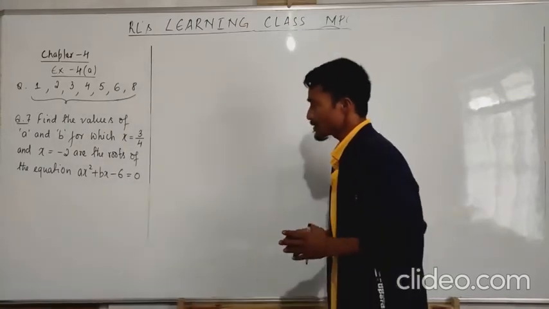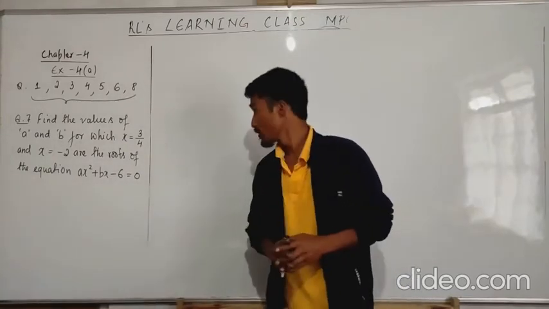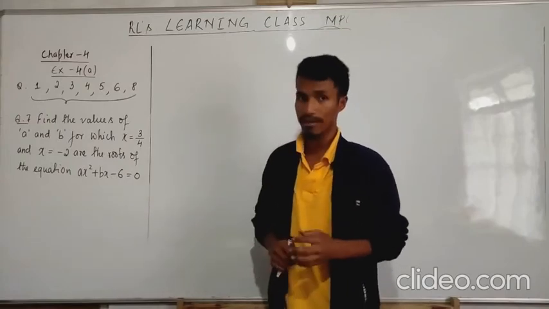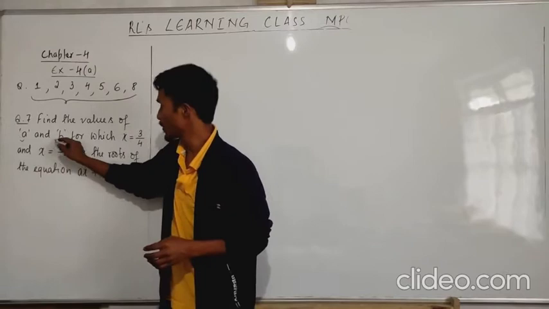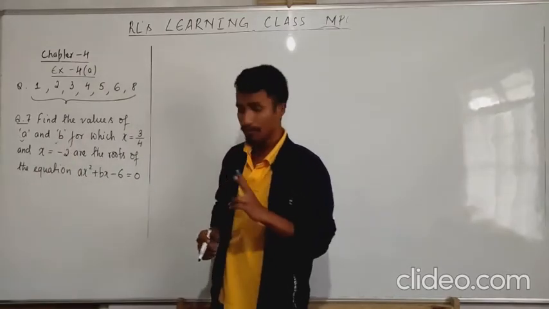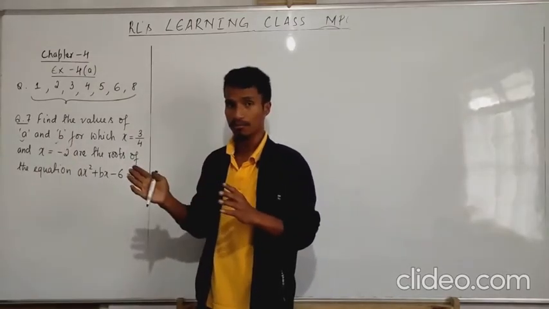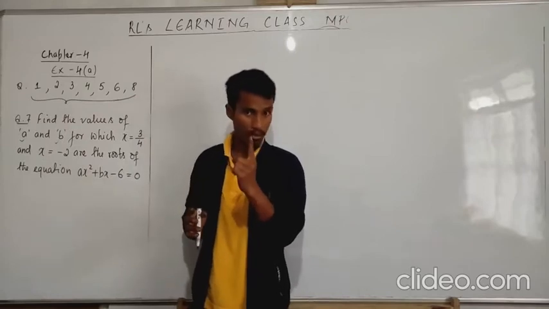Okay. Then find values of a and b for which x is equal to 3 by 4. In this question we need to find the value of what? a. We need to find the value of b. We are given, look, in the last question we found the value of only one unknown, that is k.